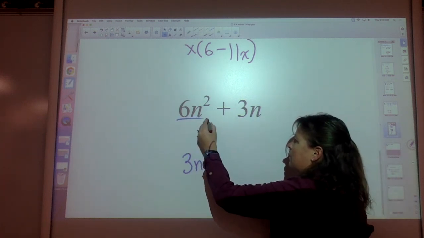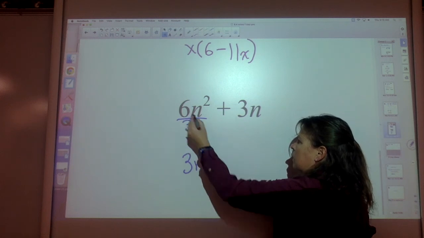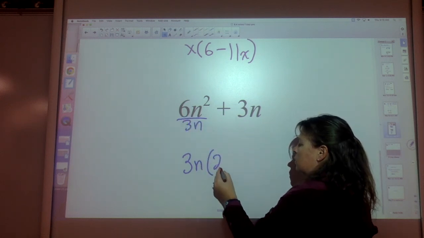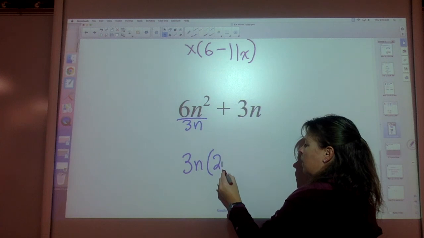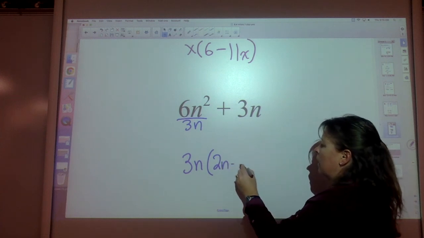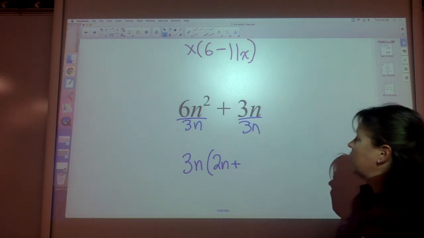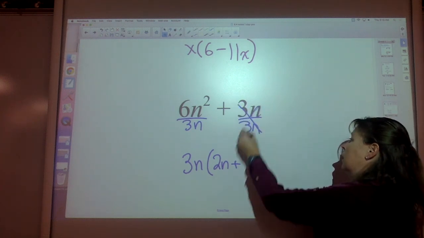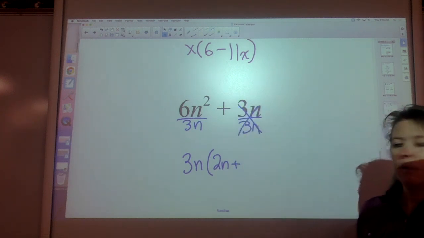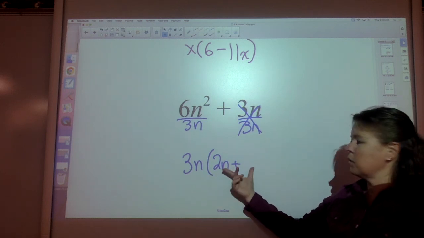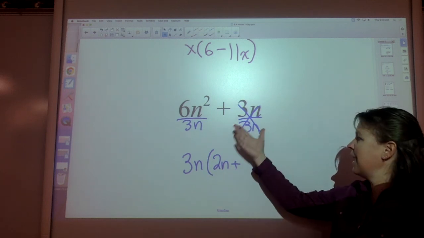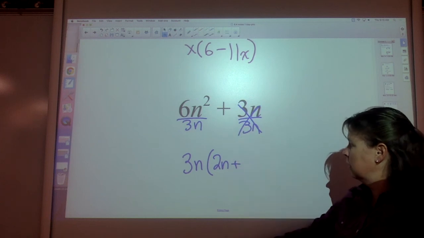If you divide this by 3n, 6 divided by 3 is 2. N squared divided by n is n. Plus, if you divide this by 3n, you can't be like, oh, it's gone. It canceled. Because now you don't have two terms. And it's not gone. It doesn't cancel.